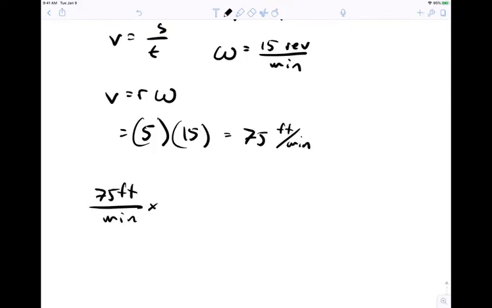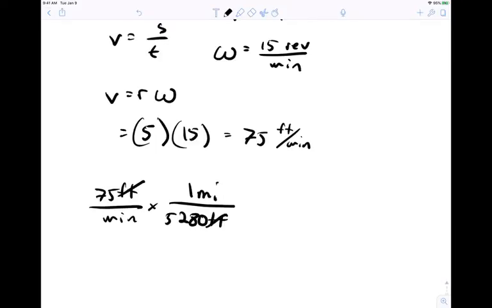Anybody know the conversion for feet to miles? If you didn't know it, it's okay. I would give you this. So the conversion from feet to miles, 5,280 feet corresponds to 1 mile. All right, so now the units of feet cancel, so that one's done.